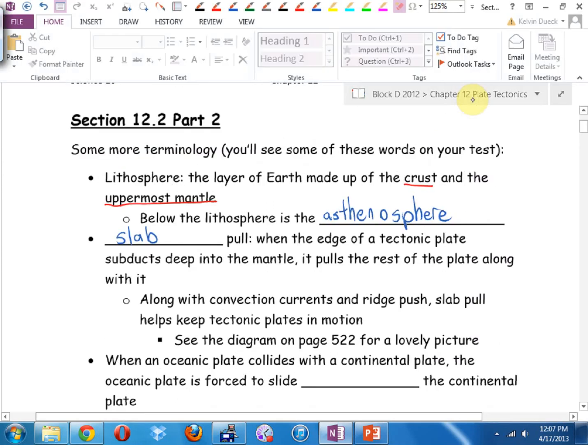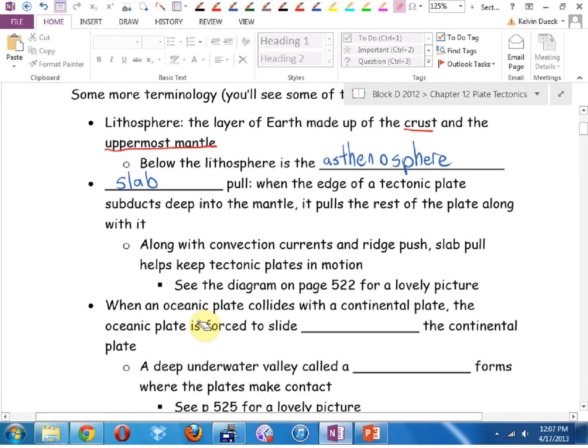I said, slab pull. When the edges of a tectonic plate subduct deep into the mantle, it pulls the rest of the plate along with it. Just like if somebody is pushing you from behind in the water and a second person grabs your arm and tries to pull you into the water from the front. So along with convection currents and ridge push, slab pull helps keep the tectonic plates in motion. Those are the three main causes of continental drift, of tectonic plate motion. And I wrote, see the diagram on page 522 for a lovely color picture.